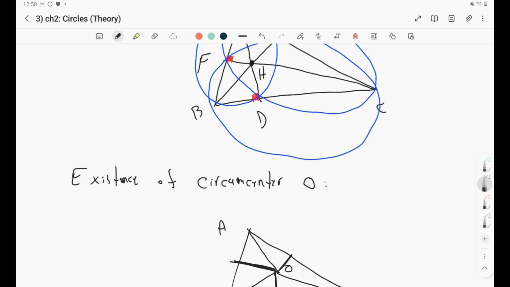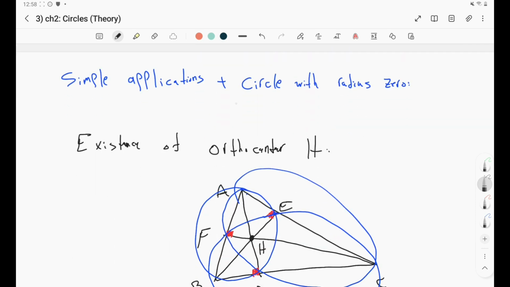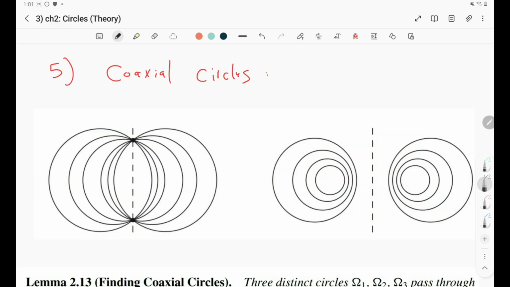Alright, with these simple applications done, and with us figuring out what a circle with radius 0 is, let's move on to the next idea. Our fifth idea is about coaxial circles. What exactly does that mean? Well, we call a set of circles coaxial if they share the same radical axis. You can see here on the left a set of circles that all intersect at 2 points. So that means this is the radical axis, right?